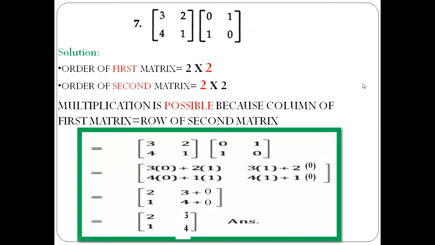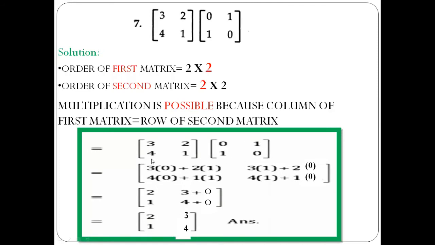3 multiply by 1 and 2 multiply by 0. Now second row, first column: 4 multiply by 0, and 1 multiply by 1. Second row, second column.